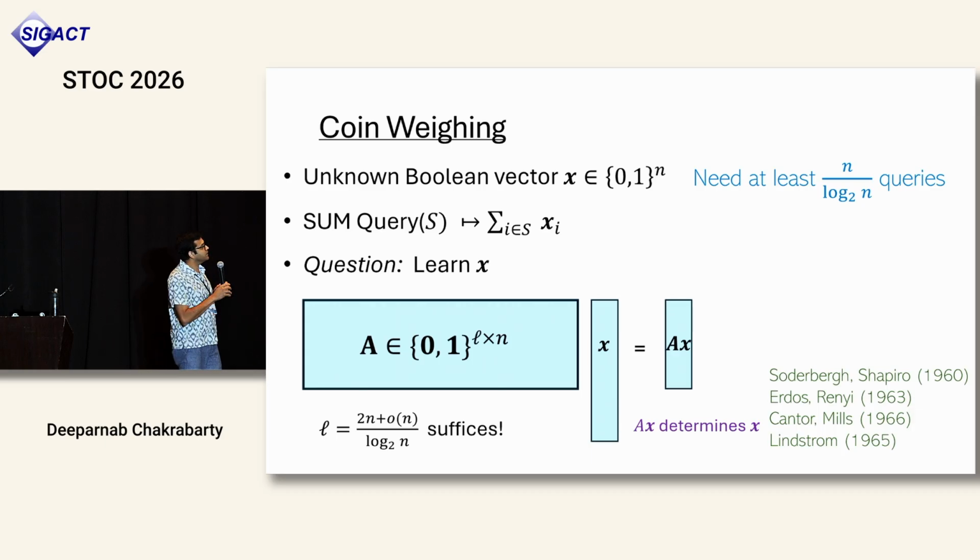If D, okay, so the question was if D is 1, how many bits of information? So I should have clarified. I'm now making no restrictions on the Boolean vector. X can be any of the 2 to the n vectors. But we will come to the D thing in the next slide.